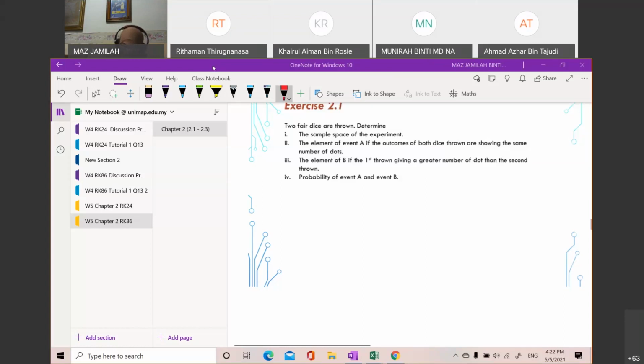So for B, it will be 2,1; 3,1; 3,2; 4,1; 4,2; 4,3; 5,1; 5,2; 5,3; 5,4; 6,1; 6,2; 6,3; 6,4; 6,5.